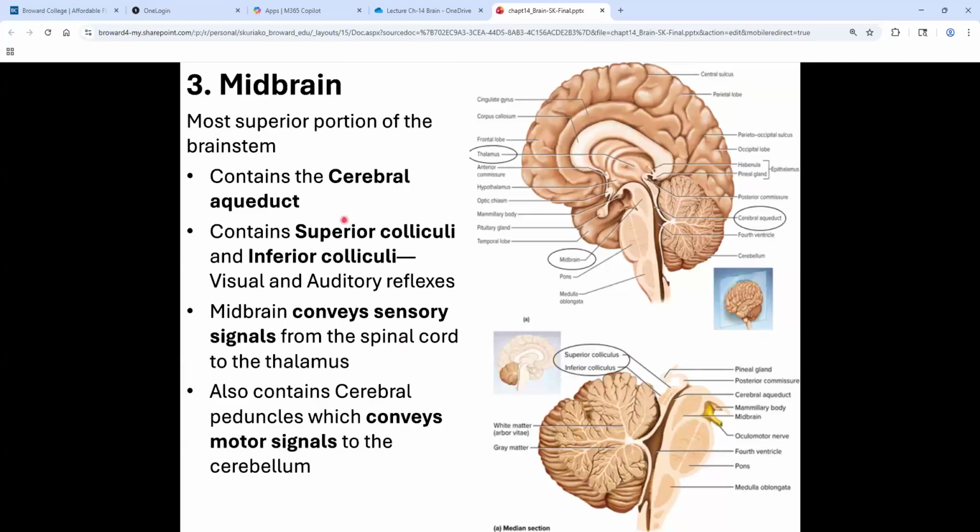So the midbrain is the part which has the colliculi. It contains the cerebral aqueduct, and it conveys the sensory signals between the spinal cord and this part here, which is called the thalamus. And again, you saw the thalamus, and that's one of the favorites. So normally in the exam, they'll put a flag on a part of the brain and ask you to identify it. And thalamus is one of the favorite questions. So you need to know.